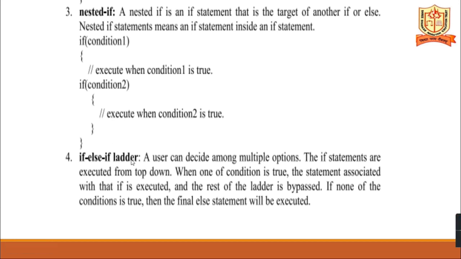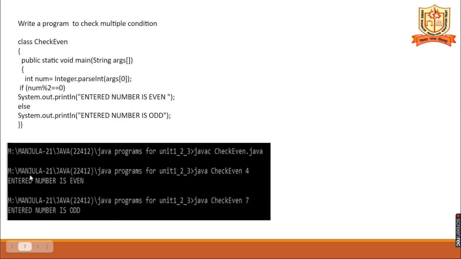And the if else if ladder: a user can decide among multiple options. The if statements are executed from top down. When one condition is true, the statement associated with that if is executed and the rest of the ladder is bypassed. If none of the conditions is true, then the final else will be executed. We'll see a simple example.